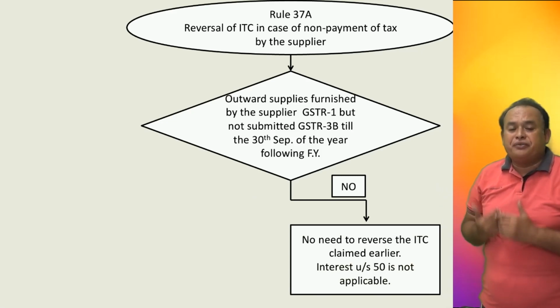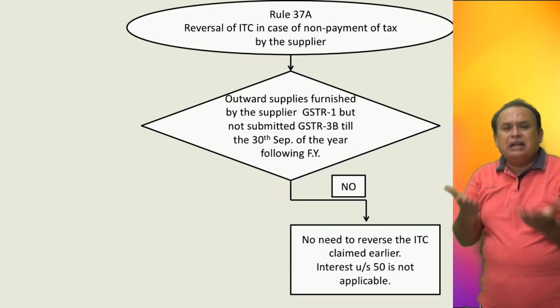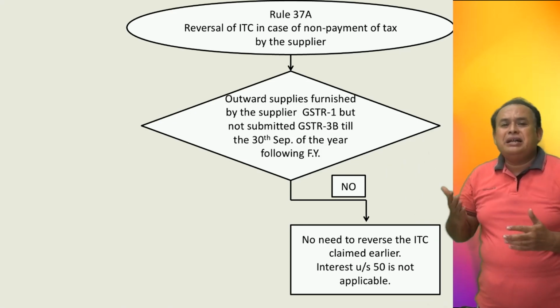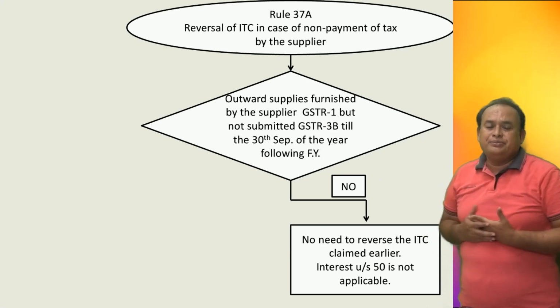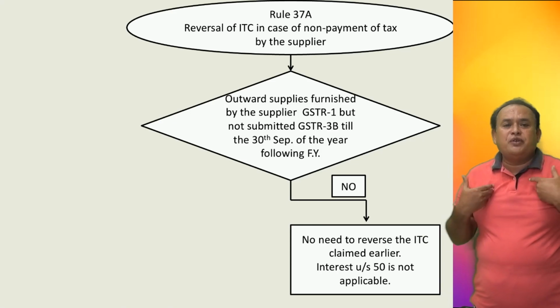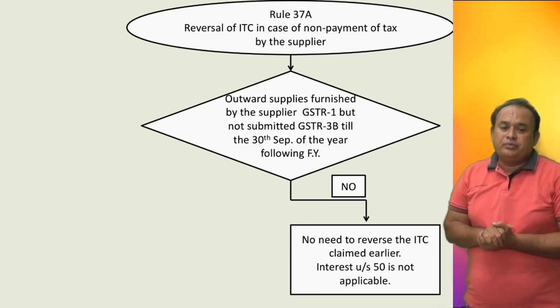Interest under section 50 is not applicable because the supplier may not have submitted for the September month by 20th of October, but he submitted by 30th September of the succeeding financial year. So he honored rule number 37A. Therefore, this fellow, whatever input tax credit availed is availed only, not required to reverse.